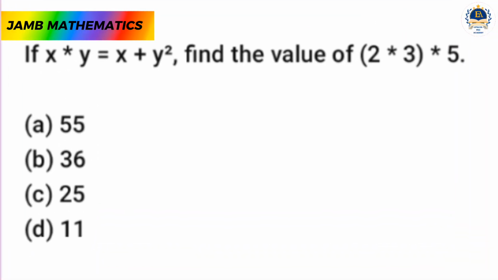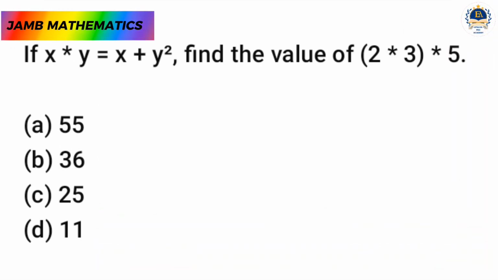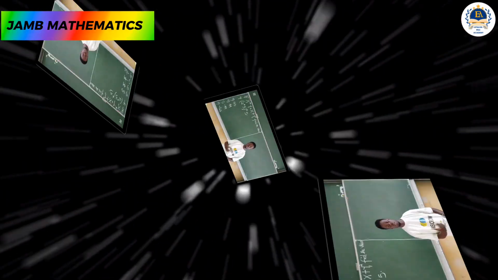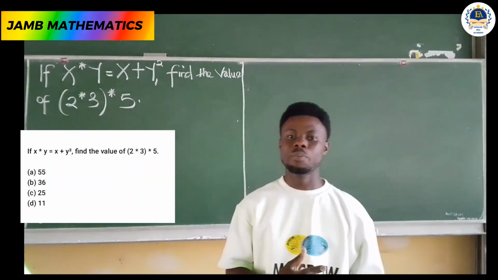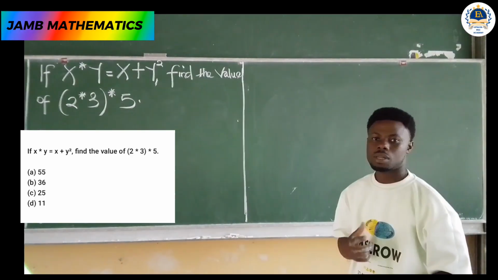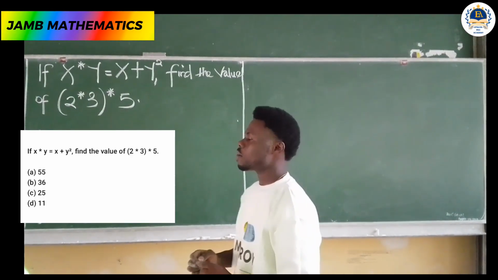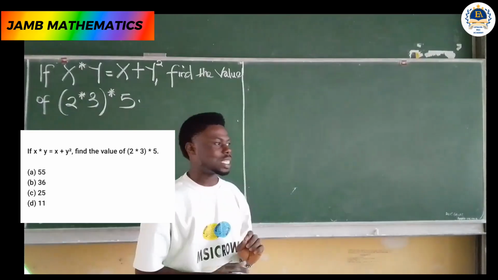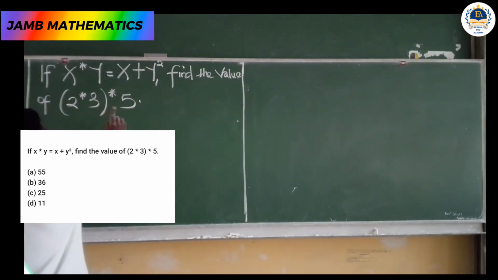If x star y is equal to (x plus y) raised to 2, find the value of (2 star 3) star 5. And the options are given below. This is a binary operation in mathematics. In binary operation, a particular rule or pattern is given for the solving. Now on the board, the pattern is that whenever there are two quantities, it must be expressed in terms of the right hand side.